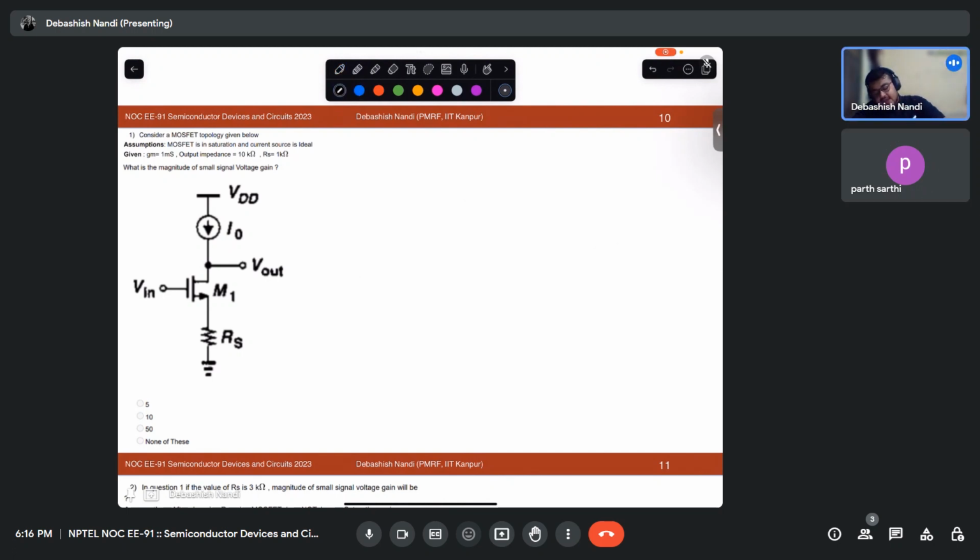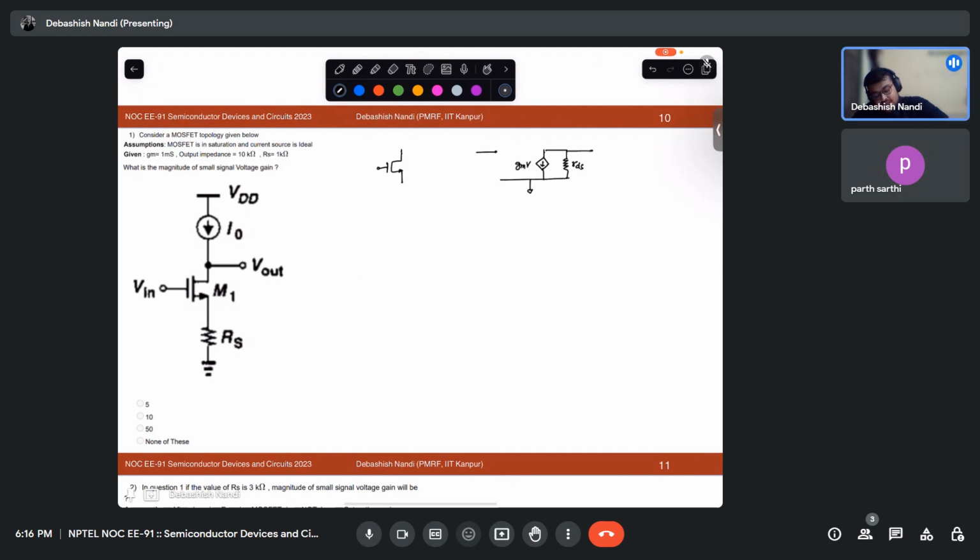What is the small signal of this transistor? You have done this, right? This, and then there is a current source, then there is a resistance. Yes, sir. You have been taught like this, okay?